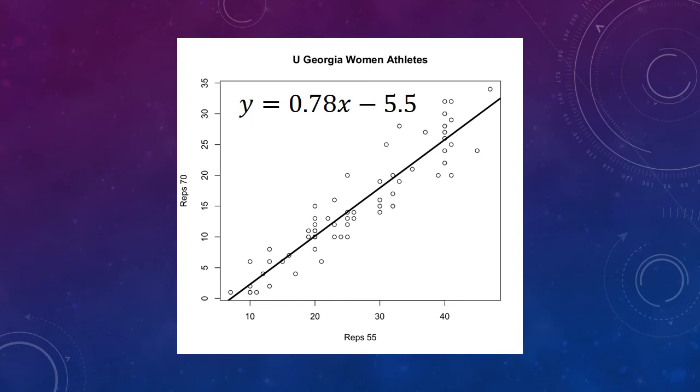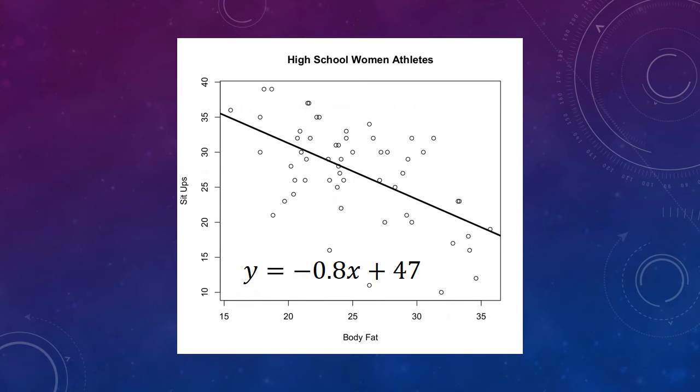Here we see the number of sit-ups that high school women athletes can do alongside their body fat. The best fitting line for these data has the equation y equals negative 0.8x plus 47. The slope is negative 0.8 and the intercept is 47. Notice that the slope is negative, indicating a negative association between these two variables. When body fat increases, the number of sit-ups decreases.